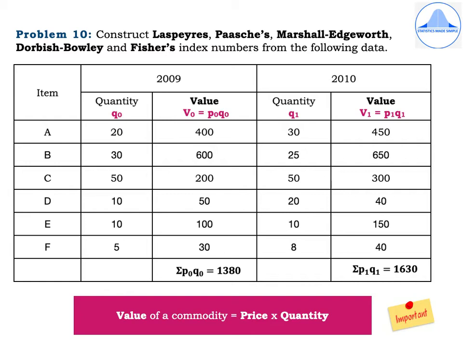And similarly, for 2010, the quantities are marked as Q1 because 2010 is the current year, and the values for the current year 2010 are marked as V1 equal to P1 Q1. And now find out summation P0 Q0, which is there in the third column, and you get the total as 1380. Similarly, summation P1 Q1 is equal to 1630 as shown in the last column.